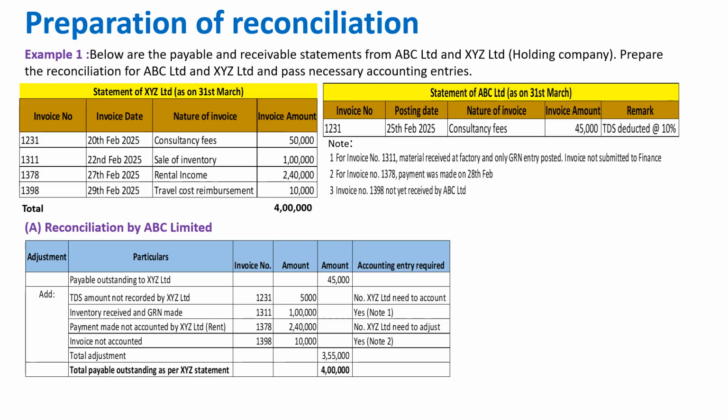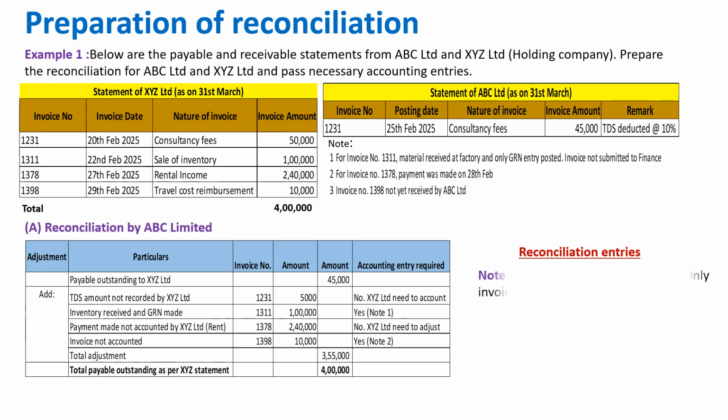Inventory received and GRN made. So what has happened here? The entry is posted, but it is in the GRN account. So you have to post another entry to make it a credit to the vendor account. Payment made not accounted by XYZ, it is not your problem. You have released the payment. It is XYZ who has to adjust in their books. So XYZ has to post the entry. You need not take any action for this line item. And the last one is invoice not accounted, 10,000. In this case, you need to post the entry because you have not created the liability.